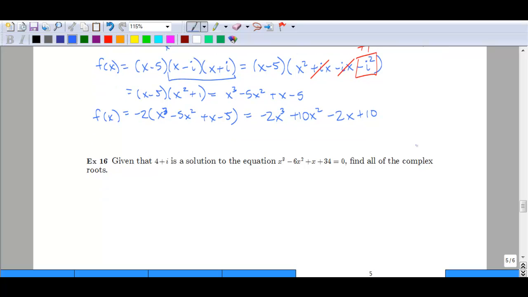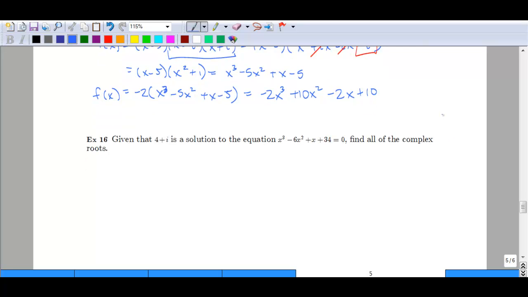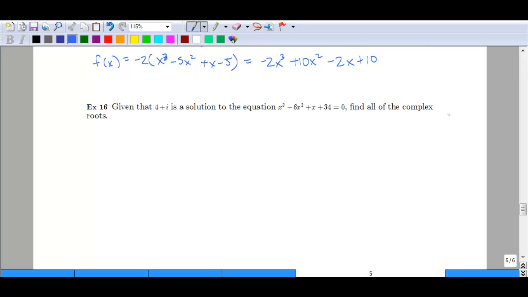Sometimes we're given part of a solution and we want to find the rest of the solutions. This next example says that we are given one of the solutions, 4 plus i, and we've got a cubic equation, and we want to find all the complex roots. Again, we know since we have 4 plus i that we're also going to have 4 minus i, so there's one of them right there. Now we just need to find one more. And what we need to do is figure out what roots these give us and then divide it into this and see what linear term we have left.